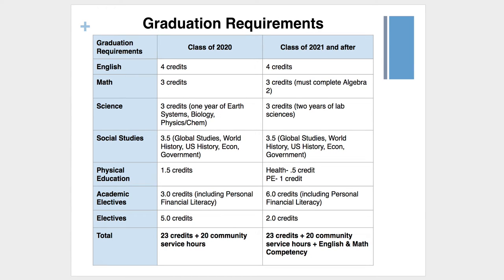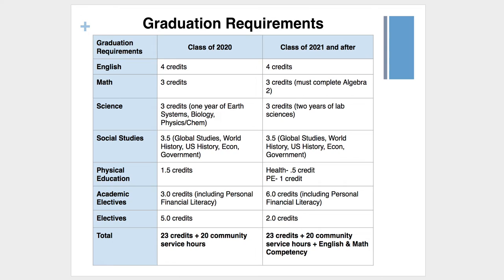Okay, here's a review of the graduation requirements. You'll notice you see 2 columns here, one for the class of 2020, and they're the last class from Englewood High School that has these requirements. And then every class graduating 2021 or later is the second column. There are a lot of similarities: 4 years of English, 3 years of math, 3 years of science, 3.5 social studies. A couple changes when you get down to physical education.